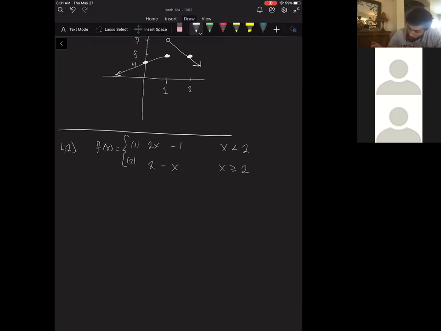We start with the XY table. So here's an XY table for equation 1. Here's an XY table for equation 2. And here y is equal to 2x minus 1. And this is y is equal to 2 minus x.